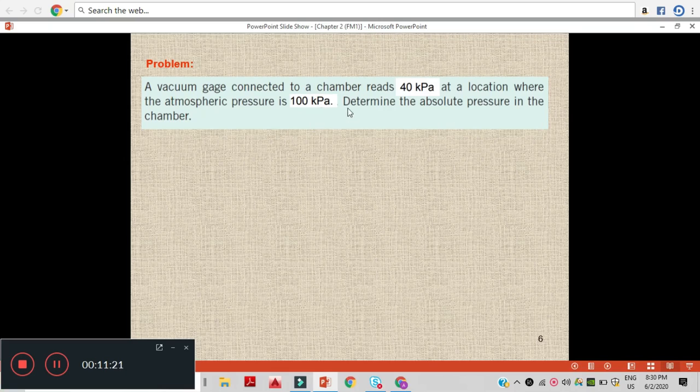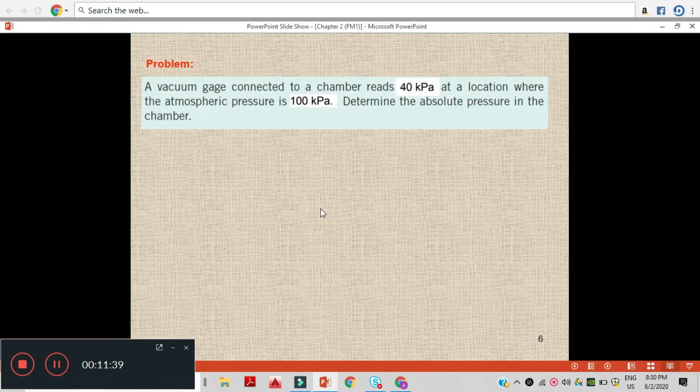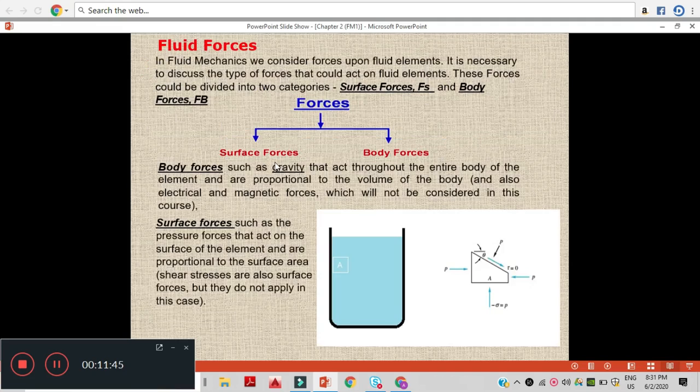So what is the vacuum pressure? As we have seen, the vacuum pressure is equal to P atmosphere minus P absolute. If you want to find the absolute pressure, take the absolute pressure to this side and the vacuum pressure to the other side. So 100 kilopascal minus 40 kilopascal will give you the absolute pressure.